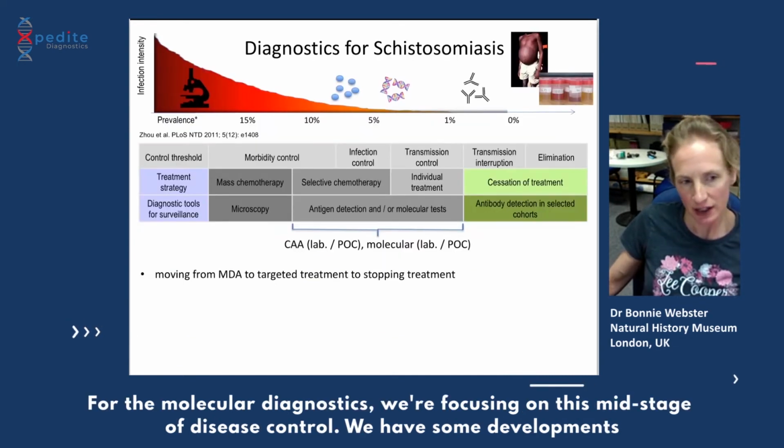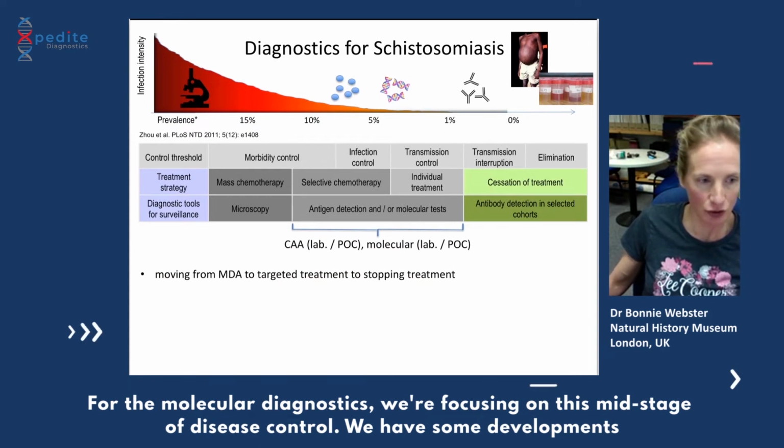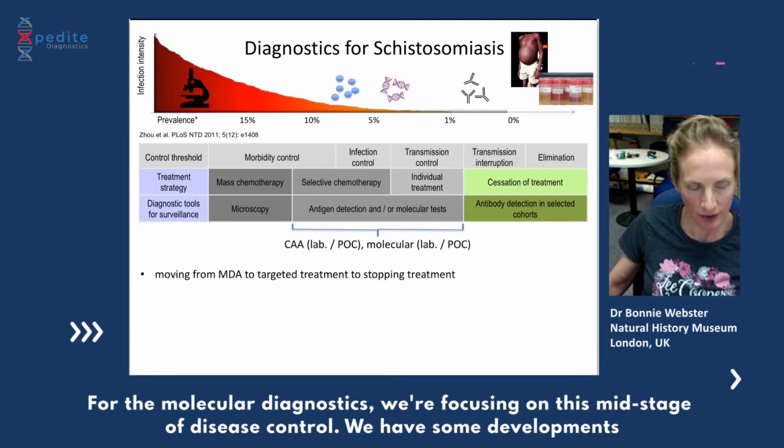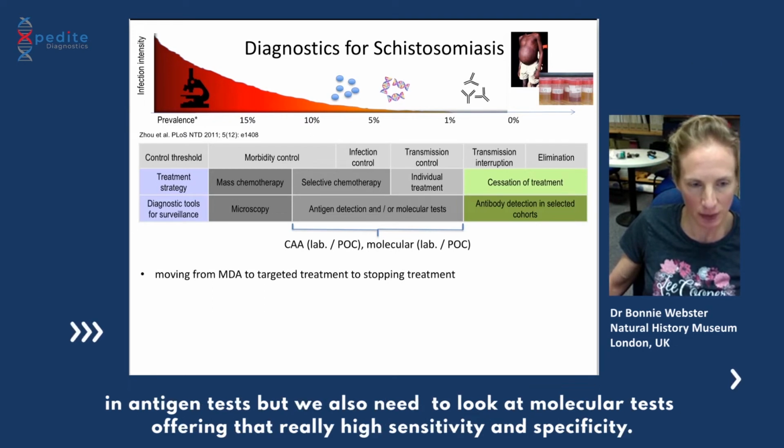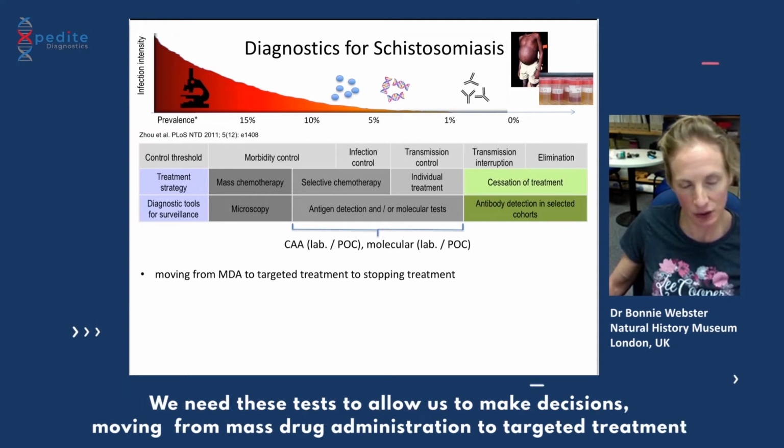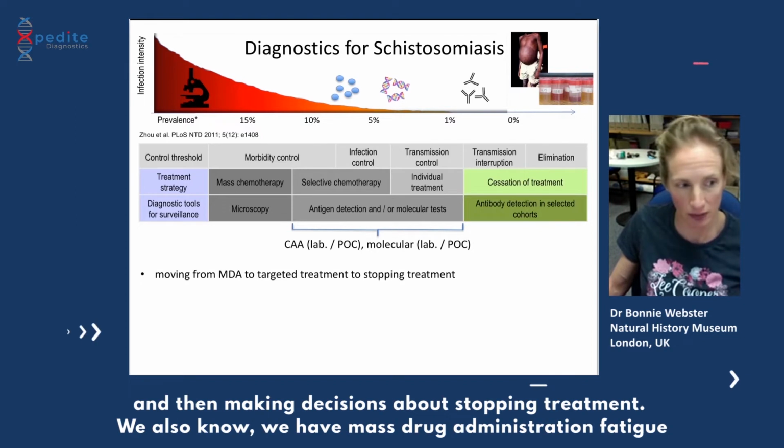So for the molecular diagnostics, we're really focusing on this mid-stage of disease control. We have some developments in antigen tests, but we also need to look at molecular tests offering that really high sensitivity and specificity. And we need these tests to allow us to make decisions about moving from mass drug administration to targeted treatment, and then making decisions about stopping treatment.